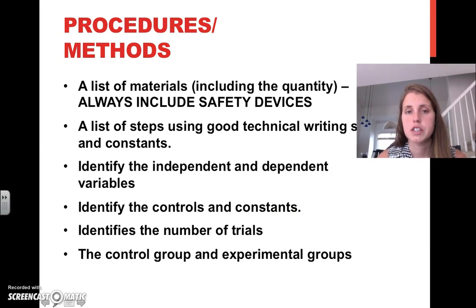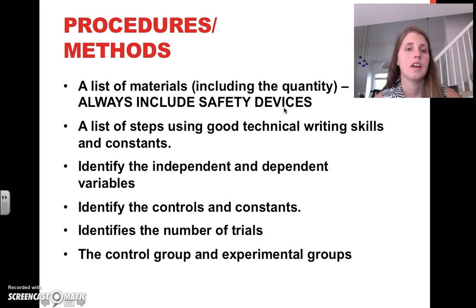So procedures and methods. We know that we will always list materials that we're using, including the quantity, so how much of it you need. And you always want to include safety devices. Anything that you're going to need to keep yourself safe or to do the experiment is included in your materials list. You also want to list the steps that you're going to take in order to complete the experiment, and you want them to make sense.